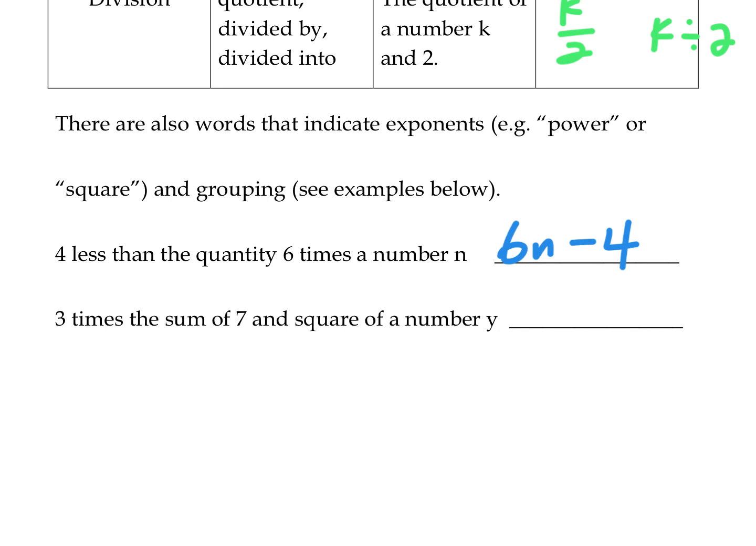So quantity, that's a key term that indicates we're grouping the 6 and n together. We don't need parentheses for that grouping because 6 times n is already grouped together. In the next one, we're going to need some grouping symbols when we write this out. So when we see 3 times the sum, we want to multiply the whole sum times 3. So we're going to have the sum of 7 and the square of a number y, and we're going to multiply all that by 3. So in that case, we need the grouping symbols to show that we're multiplying this entire sum by 3, not just the 7 or the y squared, but the whole thing is being multiplied by 3.